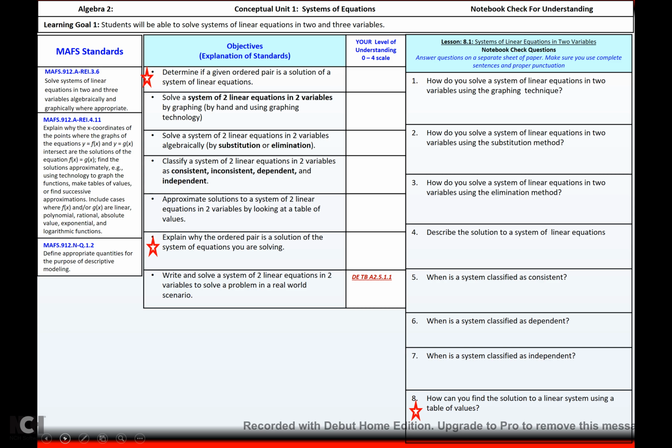Alright, your homework is not on Math Excel tonight. So how can you find the solution to a linear system using a table of values? You look for matching y's.